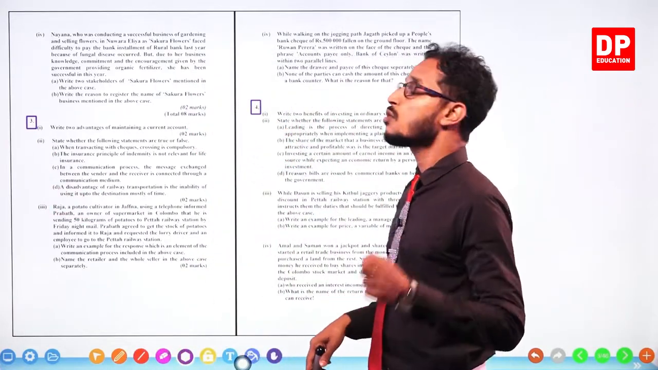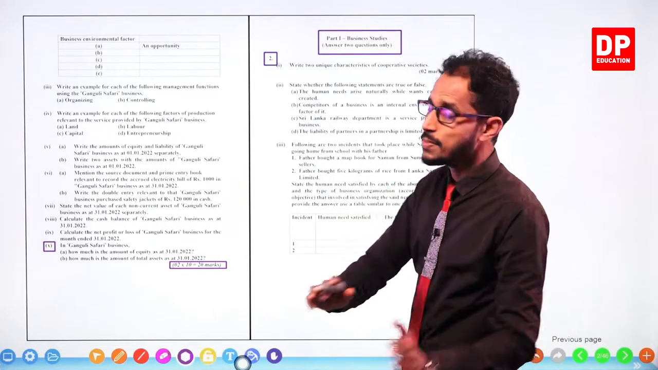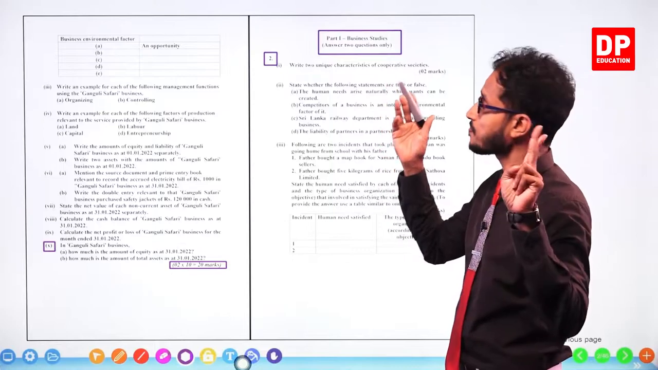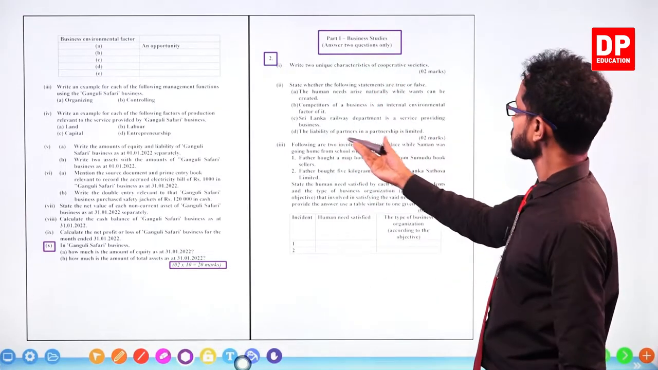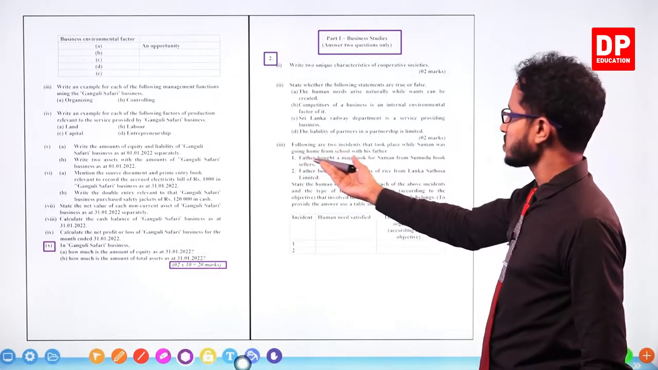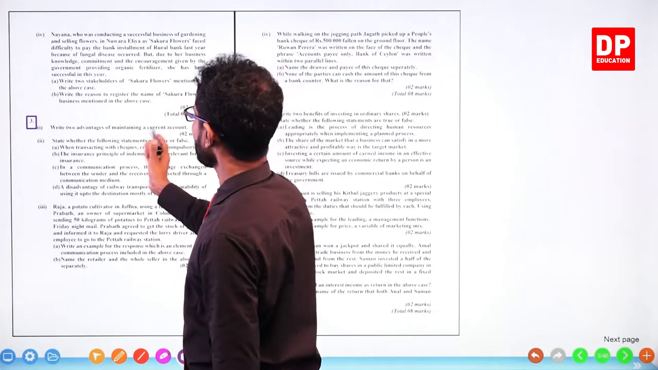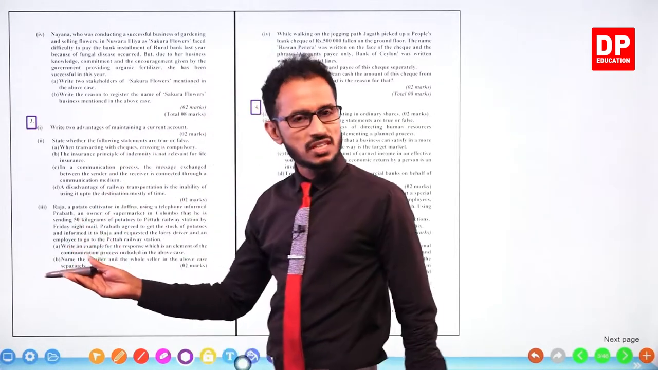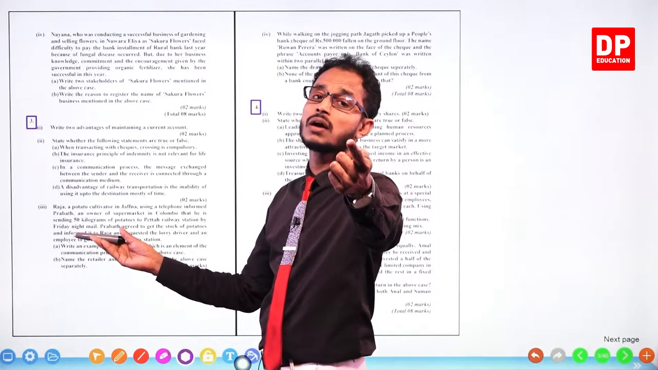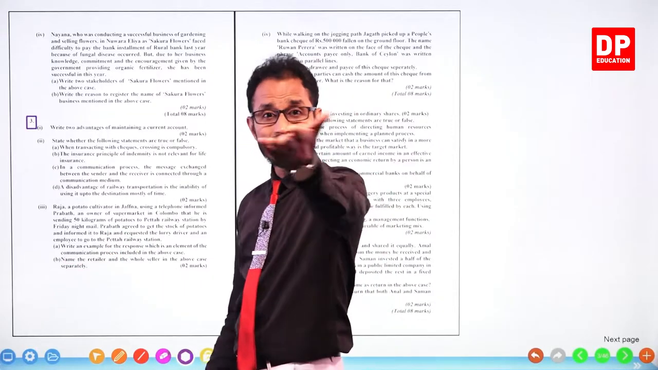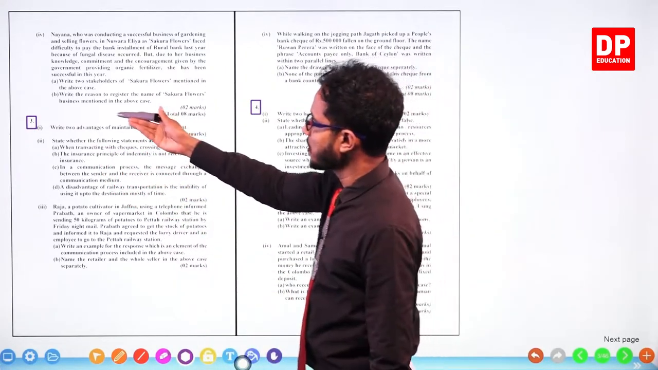Question number 2, 3, and 4. Mostly, question number 2 is coming from your grade 10 syllabus: background of business, business environments, and business organizations. Question number 2. The basic concepts. Question number 2 carries those types of questions. Question number 3 is mostly from trade and supporting services. It's from the grade 11 book. Grade 11, first lesson. From those lessons, you get questions. Trade and supporting services.